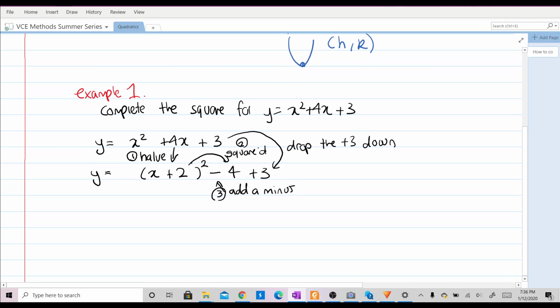And we're pretty much done. Once we have this, then it's just about simplifying this to become (x plus 2) squared. Negative 4 plus 3 is negative 1. And we've completed the square for x squared plus 4x plus 3.